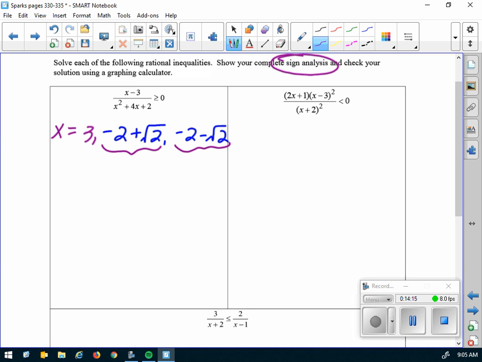Which one did you get, Gisela? Negative 3.414. Gus, did you get this one? What is it? 0.585? 585, 586, okay.